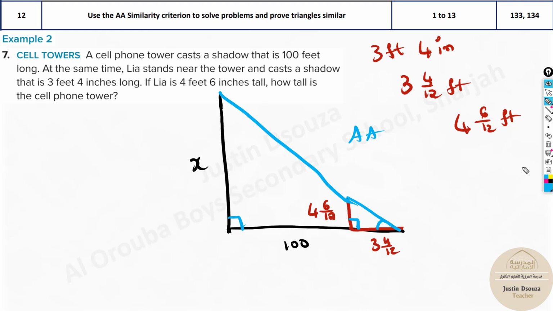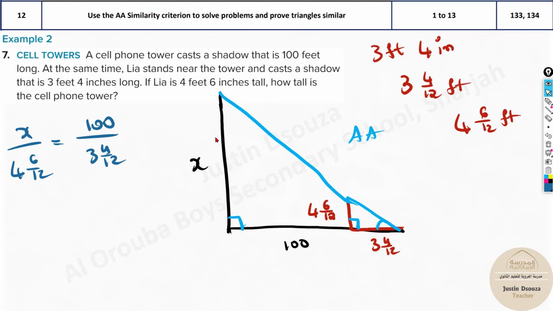Now imagine this is the big height I'm using. Let me just change this. Okay, this is the big height, that is the x, divided by the smaller triangle's height. That is how much? 4 6 by 12. That's it. This must be equal to, what is the total height over here, bigger triangles? 100 divided by, what is the shadow, small one? 3 4 by 12. You can just put this in calculator and solve. You don't need to solve in steps because it's a MCQ. So that's it. Take out your calculator.